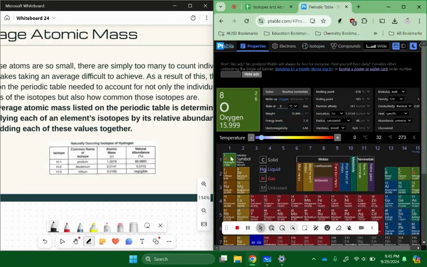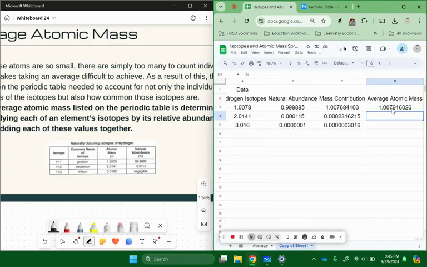Okay. Let's check that against the periodic table. If I find hydrogen right here, I can see that the atomic mass listed is 1.008. That's the same as I got. If I just rounded this to the third decimal point, it would be 1.008. So my data is in agreement with the data that's listed on the periodic table.